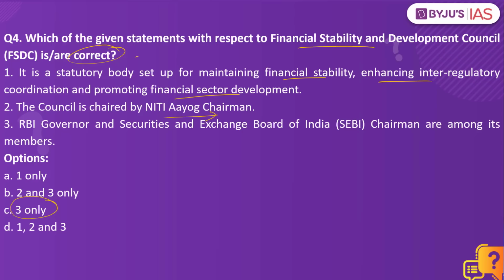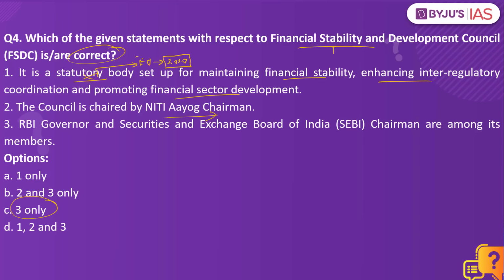Why is the first statement wrong? That is because it is not a statutory body, but instead it is a body that was created by an executive order back in the year 2010. So when it comes to a statutory body, it is passed by the process of Parliament, where a bill is created and passed through a particular process. But when it comes to an executive order, it is the government of the day which will pass the order.